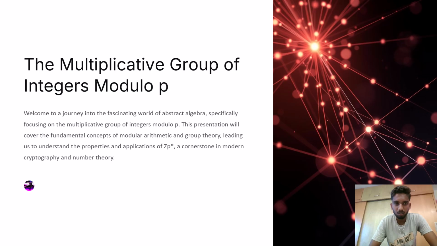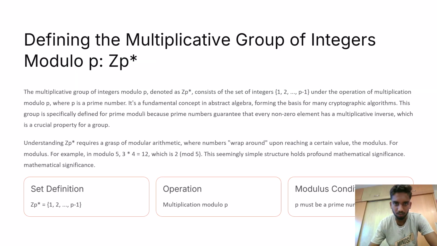Today we will discuss the topic: the multiplicative group of integers modulo p. Welcome to our journey into the fascinating world of abstract algebra, especially focusing on the multiplicative group of integers modulo p. The presentation will cover the fundamental concepts of modular arithmetic and group theory, leading us to understand the properties and applications of Zp star, a cornerstone in modern cryptography and number theory.